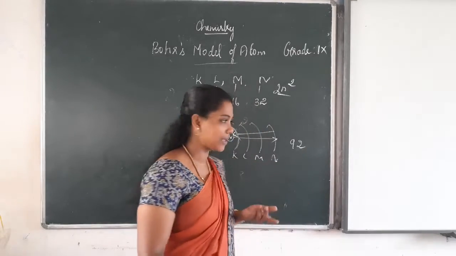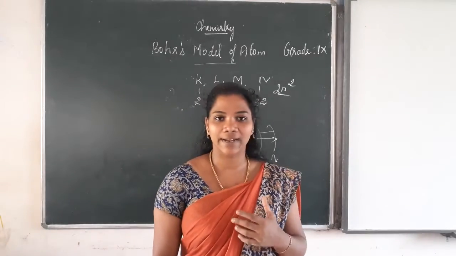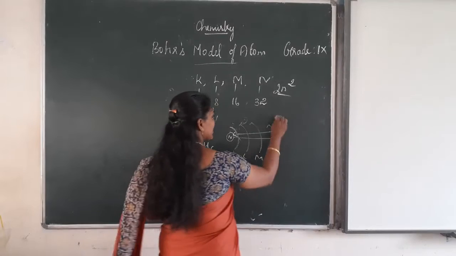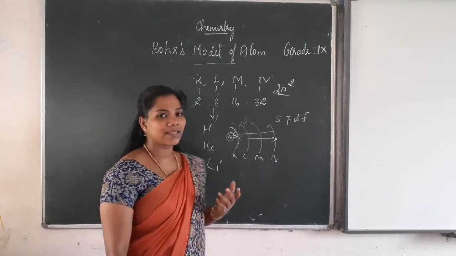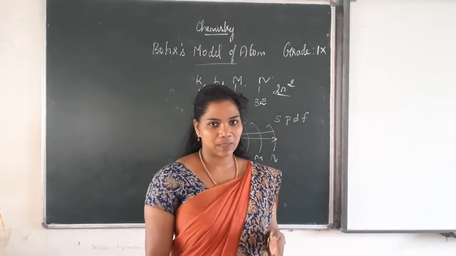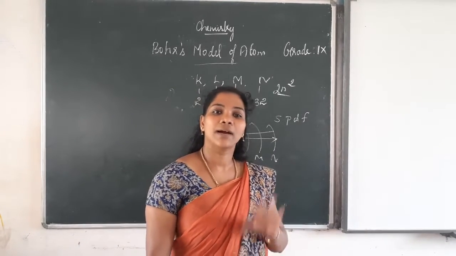He failed to explain because each shell contains many subshells. This orbit contains subshells like S, P, D, F. Based on this only, the number of electrons is placed inside the subshells. He failed to explain how it is applicable for multi-electron atoms.